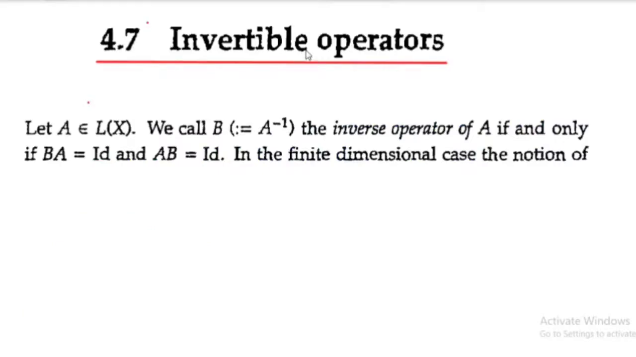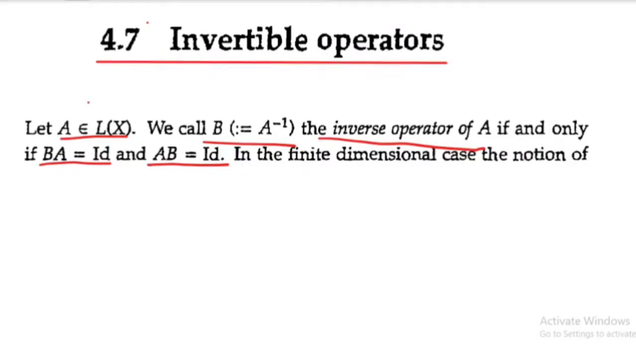Hi, good morning. Today we are going to start our next section, invertible operators. Now we are considering an operator A belongs to L of X. Then what do you mean by A inverse? B is called A inverse or inverse operator of A if and only if BA equal to ID. ID means identity operator. Similarly, AB is equal to ID. This is the definition of an inverse operator.